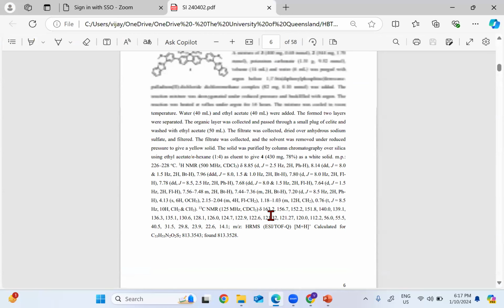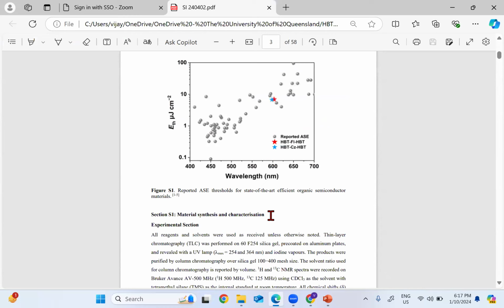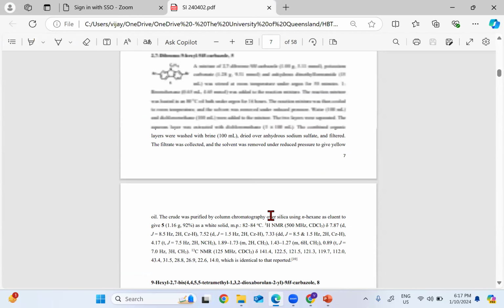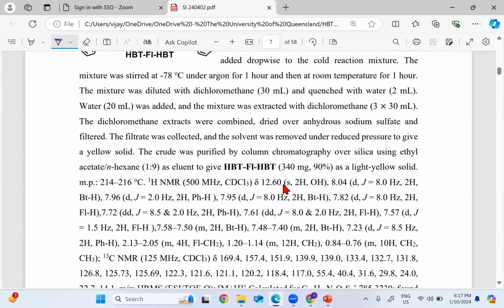This is the supplementary from one of the manuscripts that I am writing right now. So here, if you look at this one, each and every signal that I have assigned. This signal at 12.6 comes from two hydrogens of the alcohol proton.